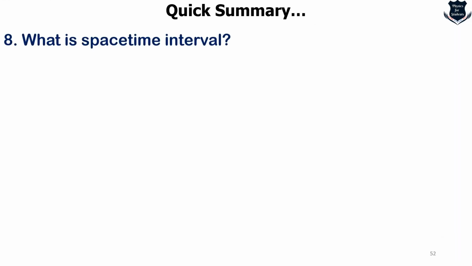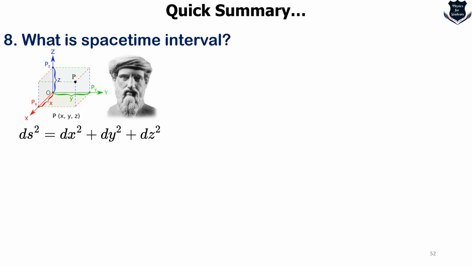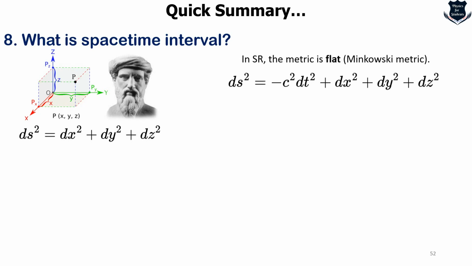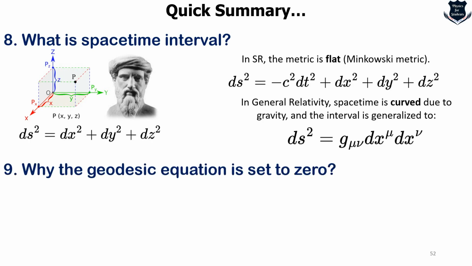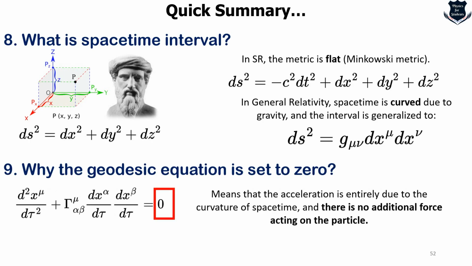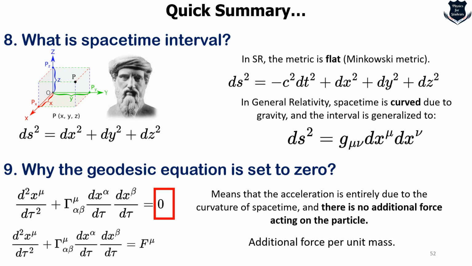Finally, we also learned what a space-time interval is and what that minus c squared implies, and in general relativity it generalizes to the metric tensor. And why the geodesic equation is set to 0: not because acceleration is 0, but because there is no additional force. And in case the geodesic equation has some value, for example this one, it means there is an additional force per unit mass.